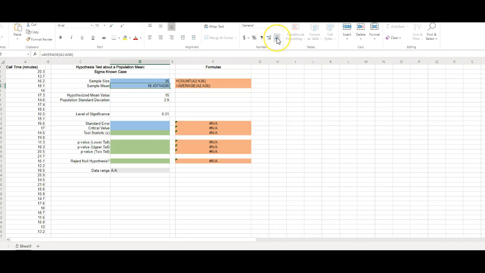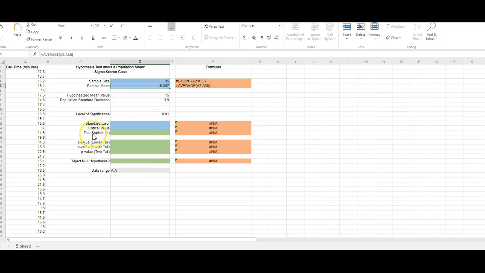So I would use, and it doesn't even let me, it does let me reduce the number of decimal places. But what's important is that you should carry over 1 decimal place more than the number of decimal places in your data. And you could actually go to 3 decimal places if you choose to, but at least 2. And of course, the hypothesized mean value was 15. The population standard deviation was 3.9. Those were given. And the level of significance here is 0.01. That's also important to know.